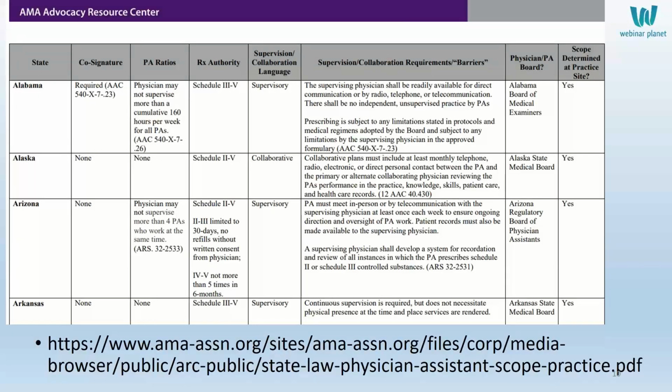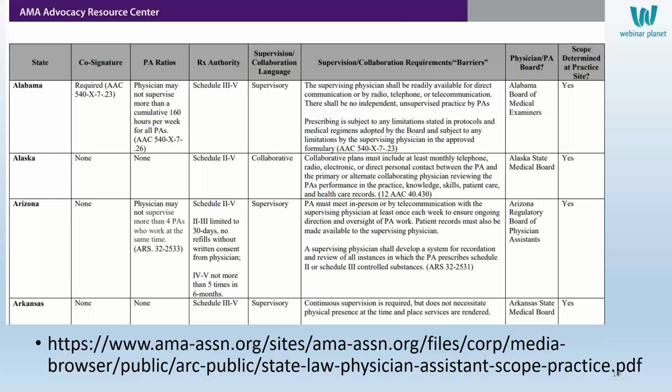As we look at different states, and I gave you the website, hopefully you can easily copy and paste it to get this PDF that has a lot of information about exactly what they're calling collaboration requirements and barriers. You can see we have it by state. What do we need? Do we need a co-signature or not? Prescriptive authority, what is the language? Is it supervisory or is it collaborative?